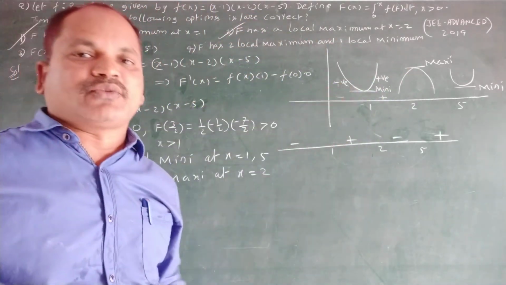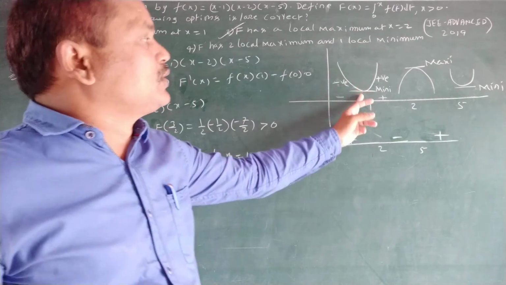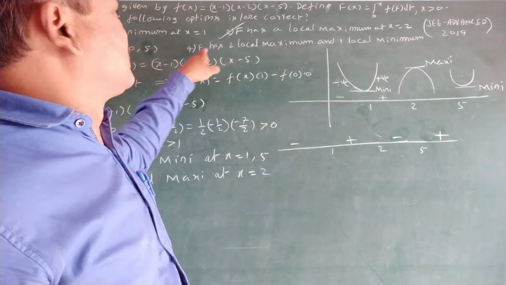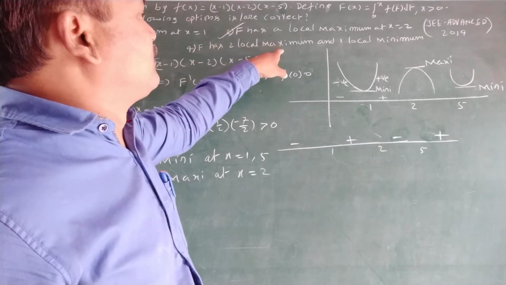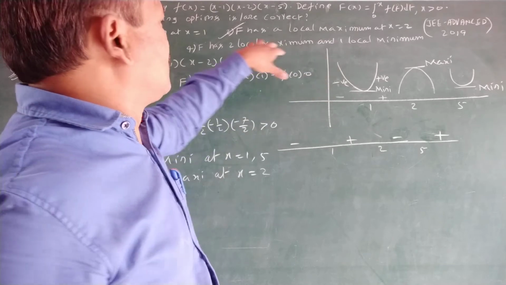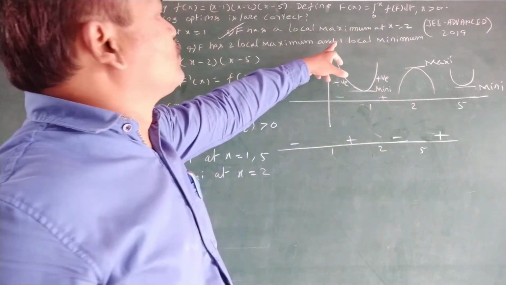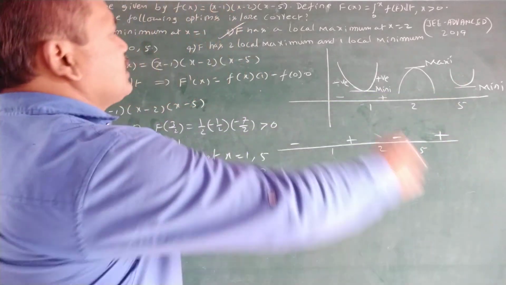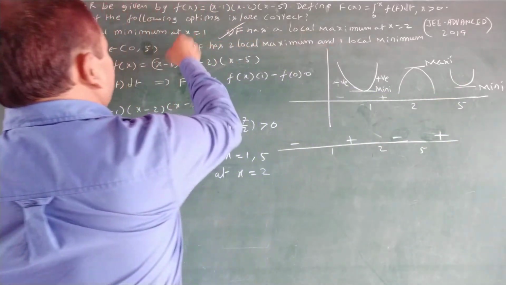From the curve we observe 2 local minima and 1 local maximum. But the fourth option says there exist 2 local maxima. There is no chance for 2 local maxima. So there is 1 local maximum, but there are 2 local minima. That's why the fourth option is wrong.